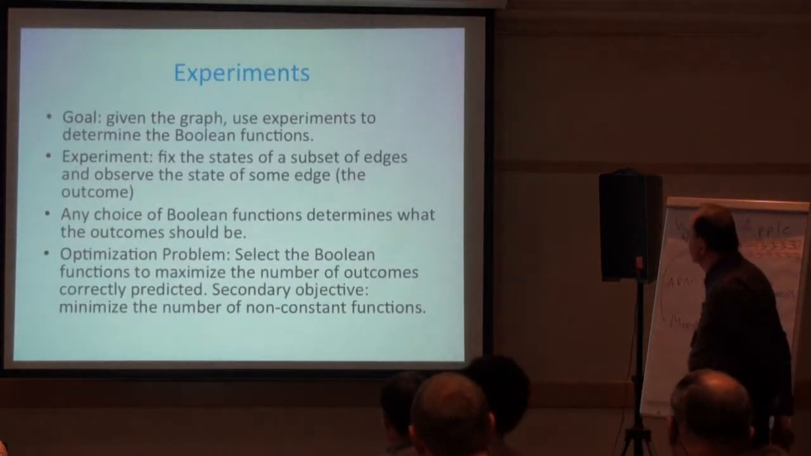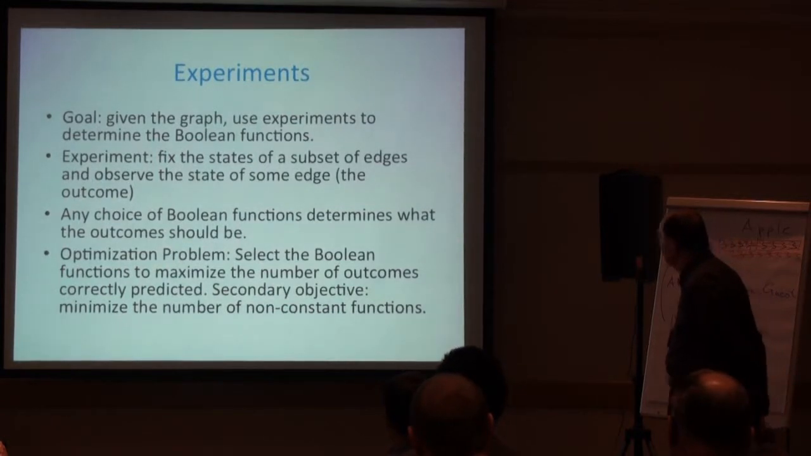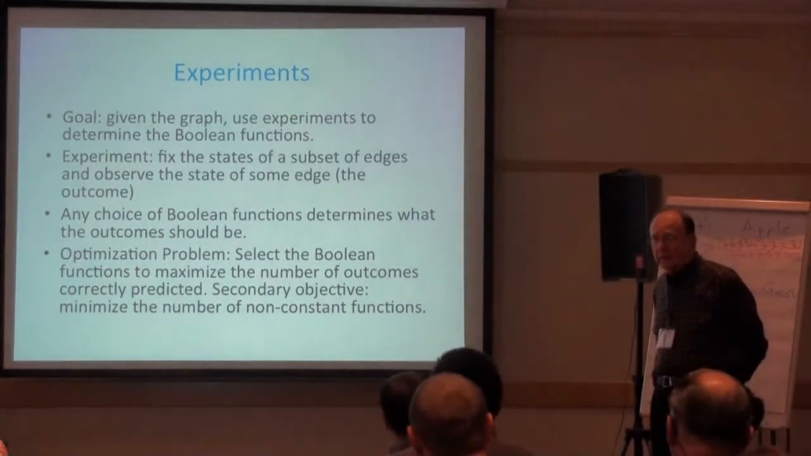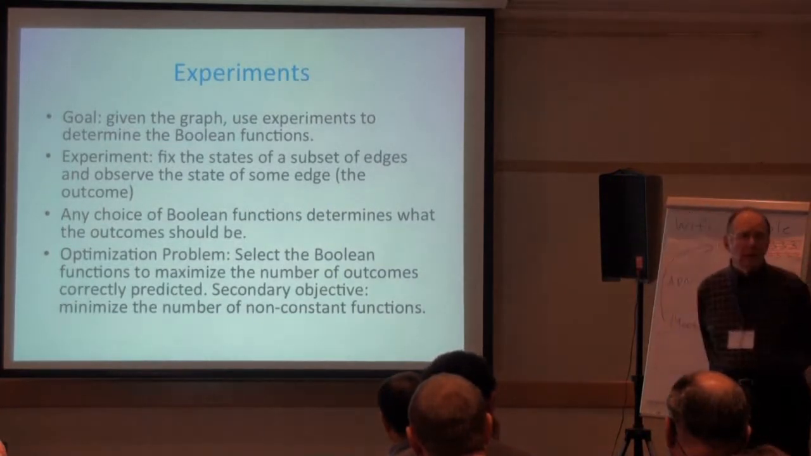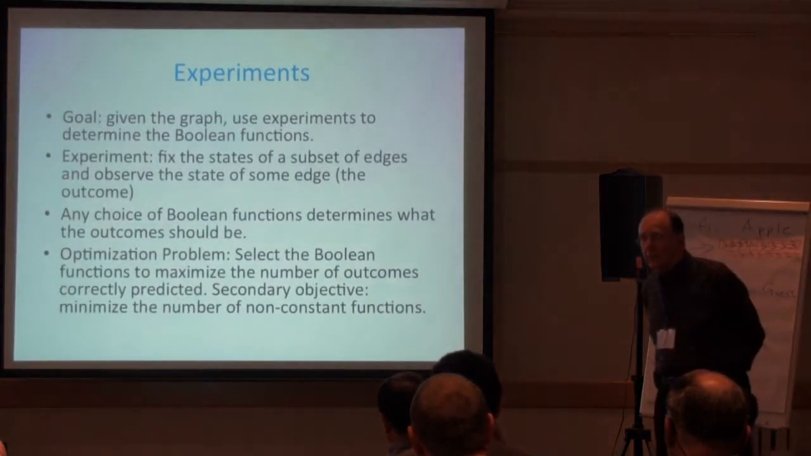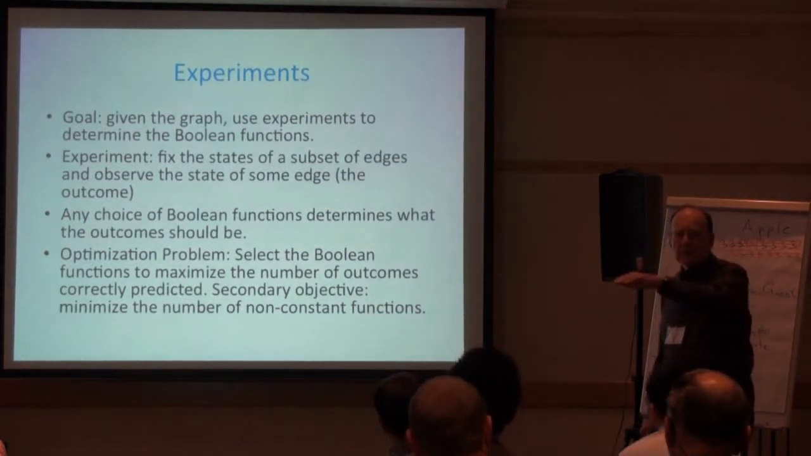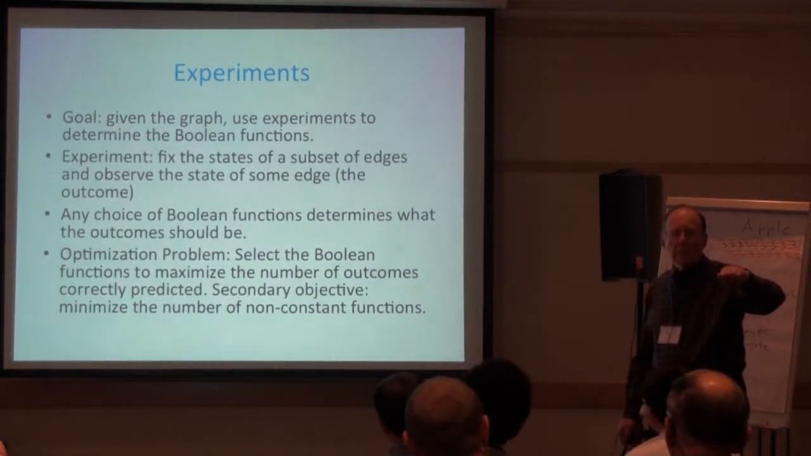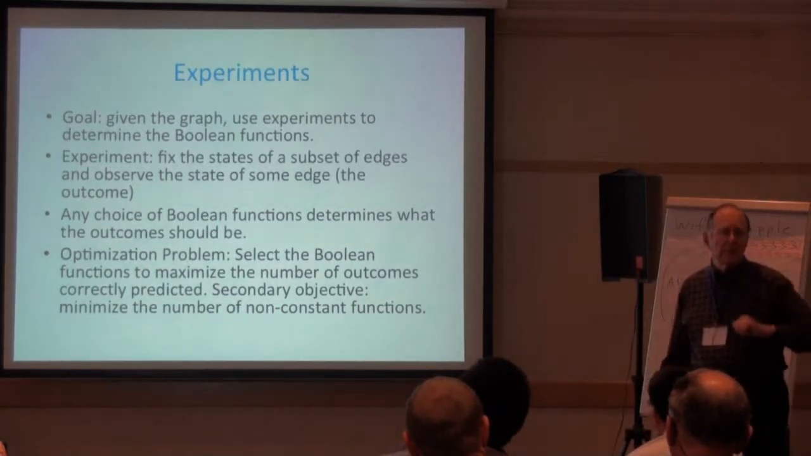And the perturbation experiments simply fix the states of a subset of edges and observe the state of, let's say, one additional edge. And that observation is called the outcome of the experiment. So this is a standard technique for trying to understand the logical structure of a network, where you clamp the values of some of the signals and see the effect on certain outputs. And in this particular case, we assume that each experiment looks at one output.